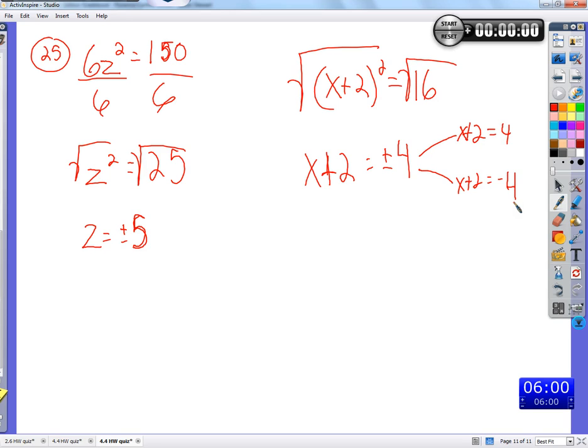So when we finish this out and find the solutions, we need to remember, what are we going to do to get x by itself here? Subtract 2. When we say subtract 2, we really mean subtract 2 from 4, and subtract 2 from negative 4. You don't have to write that down, but do keep in mind you need to do two different things: 4 minus 2 and negative 4 minus 2. So how many solutions do we have? Two, and they are 2 and negative 6.